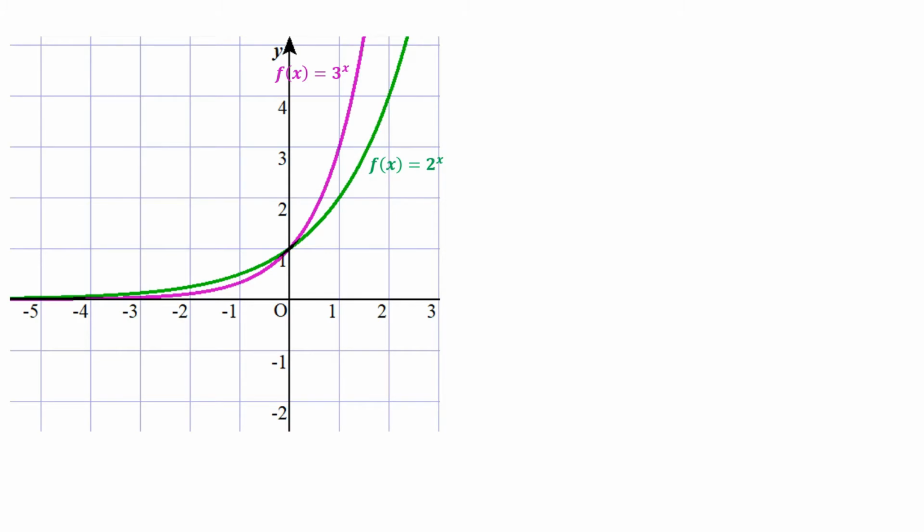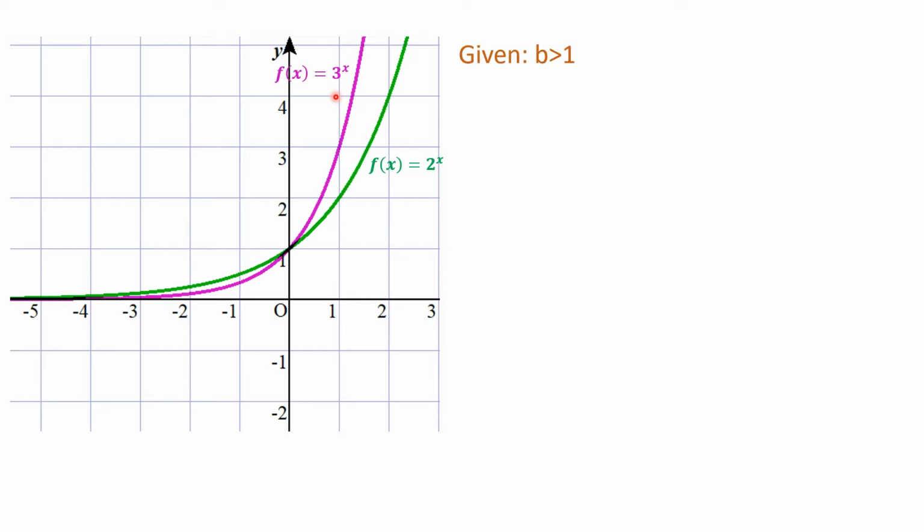After plotting each set of points from the tables of values in example 1, and joining each set with a curve, this is what we will form. The green curve is the graph of f(x) = 2^x, while the purple curve is the graph of f(x) = 3^x. Notice that both equations are written in the form f(x) = b^x. Here, b is equal to 2, and in the second equation, b is equal to 3. Both are greater than 1.